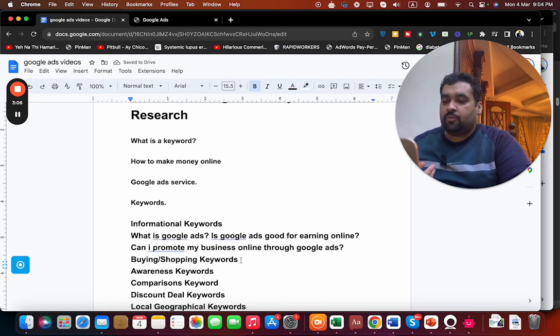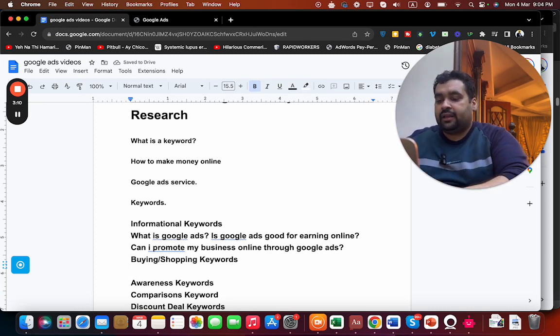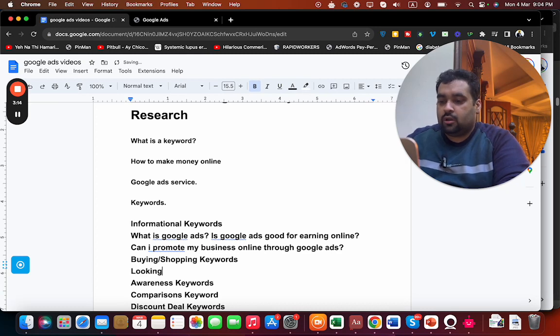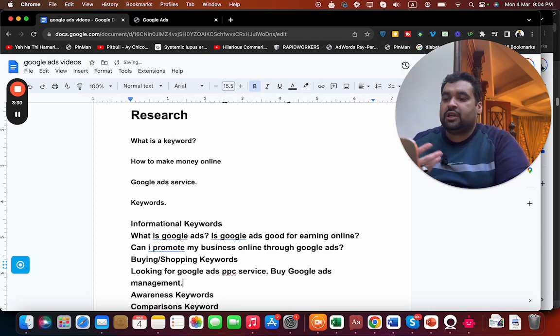The other keywords can be buying or shopping keywords. In buying or shopping keywords, you actually want to buy. Like, I want to buy, looking for Google Ads PPC service, or looking for or buy Google Ads management. Now these are the buying keywords. You may need to understand this.